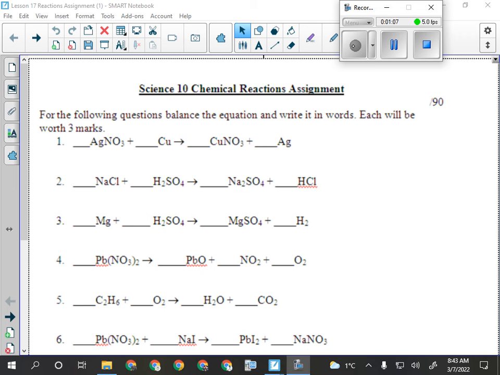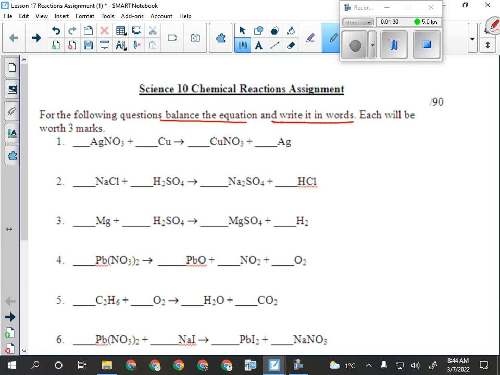Ready with me there? What number should not go in any blanks? Right, never put a 0 in a blank. That means you don't have any of that, which means there's no reaction. All right, so for these, 1 mark for balancing and 2 marks for writing it out in words. So what you're being asked to do here is balance the equation and write it in words. You'll get 1 mark for a balanced equation, 1 mark for the reactants, 1 mark for the products in word form. Balance and write it in words, 3 marks each.